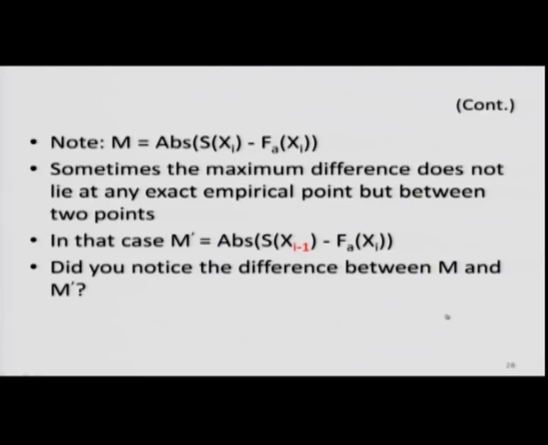So, in case the maximum difference is not found at any exact point of x, then we go for m dash, and the logic is the same. We compare the calculated value of m dash with the tabulated value of m dash, and if the calculated value is less than the tabulated value, it means the model fits, differences are small. If the calculated value of m dash is more than the tabulated value, then the differences are too big to say that a theoretical distribution fits the data.